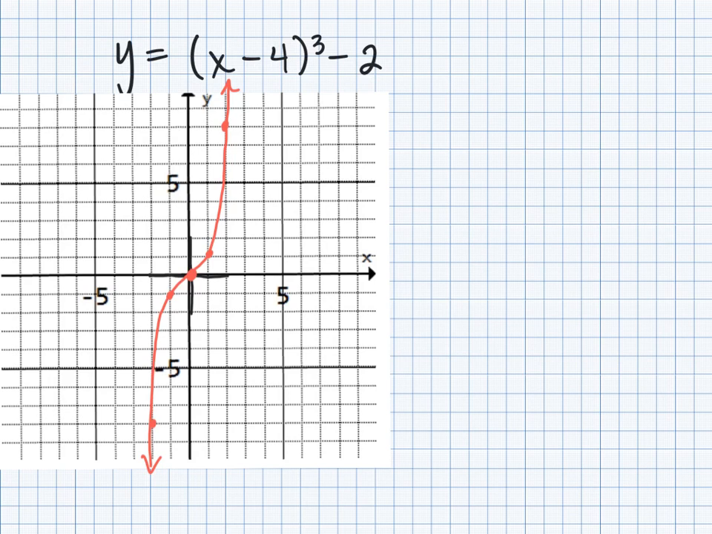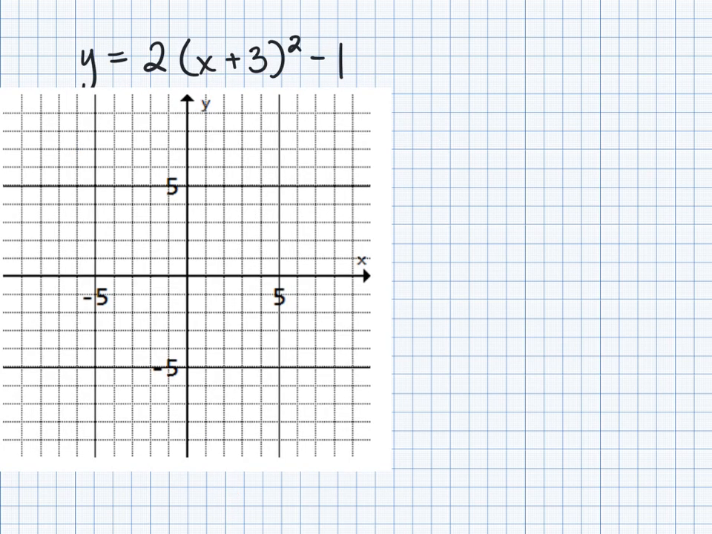So keep in mind the points that I'm showing you down here, that 1, 2, 3, 4, 5, those are the important points that I want you to graph. Now, my x minus 4, cubed, minus 2, means that I'm going to take that graph and move it right 4, and move it down 2.